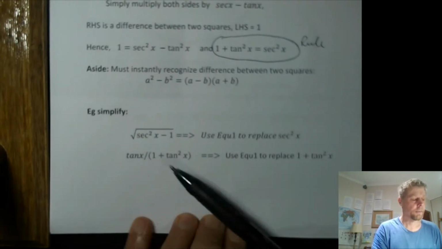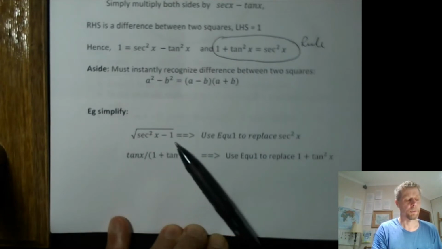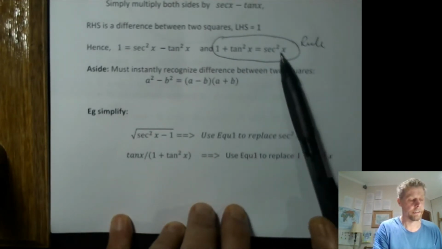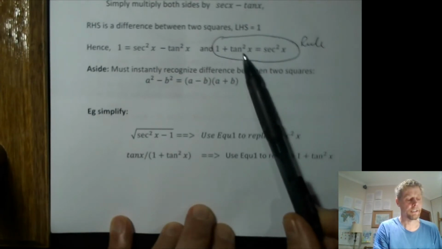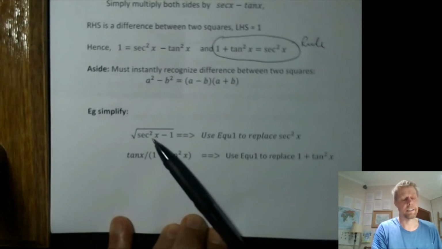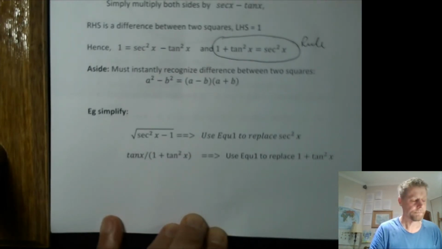Here's another example. What's the square root of sec squared x minus 1? Well, if we use equation 1 to replace the sec squared x, there it is over there, we get 1 plus tan squared x. So 1 plus tan squared x minus 1 is simply tan squared x, and if you square root it, you're left with tan x. It's quite simple.